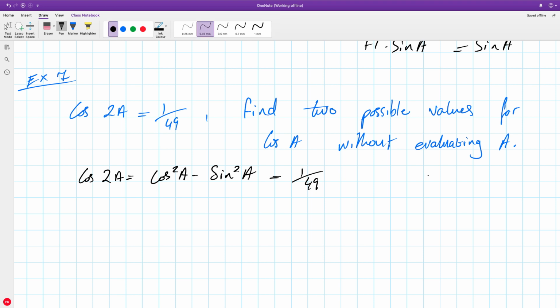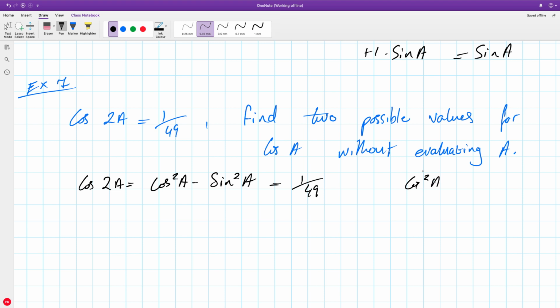So, the formula is cos squared A plus sine squared A is equal to 1. Now, this can also be written as cos squared A is equal to 1 minus sine squared A, depending on what you want, or it can be written as sine squared A is equal to 1 minus cos squared A.